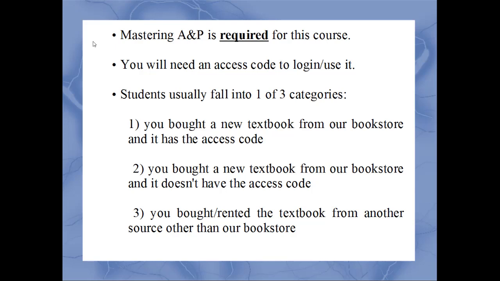Secondly, you will need an access code to log in and to use Mastering A&P. Now, students fall into one of three categories typically when it comes to this software. One, you bought a brand new textbook from the bookstore on campus and it has the access code with it. Or two, you bought a new textbook from the bookstore and it doesn't have the access code. Or three, you have either rented the book or you bought the book from someplace other than our bookstore: Kindle, Amazon, and so on. So we'll go over what you need to do in each of these situations.